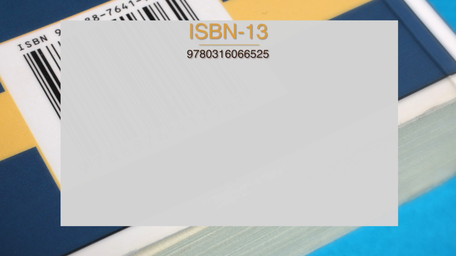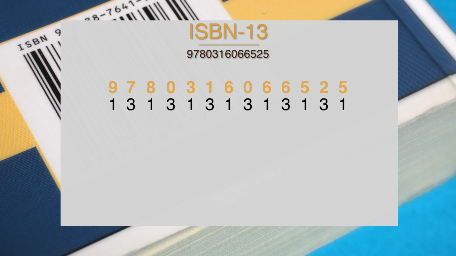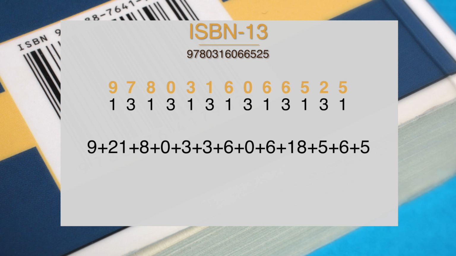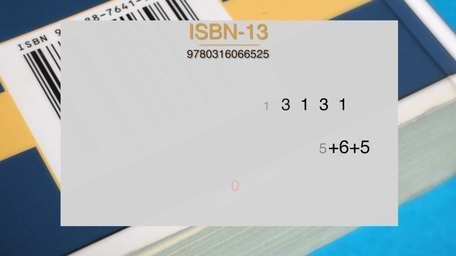To validate a 13-digit ISBN, first, align the digits with alternating 1s and 3s. Next, multiply each digit with the number below it, and then, sum the products. If the sum is divisible by 10, the ISBN 13 is valid.